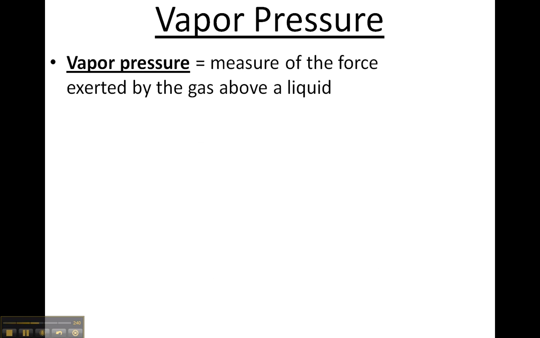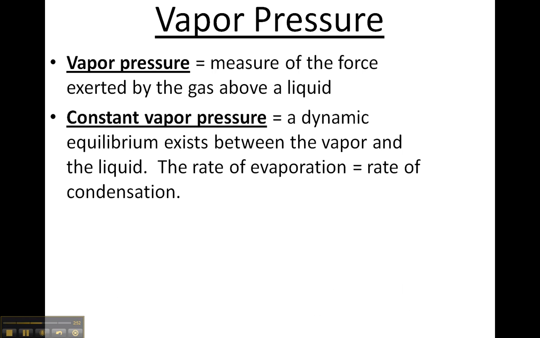Now, vapor pressure. This is probably a new term. I don't know that we've necessarily talked about it in any other science class. Maybe in middle school you did. But it is the measure of the force that is exerted by a gas above a liquid. So you have a liquid, and then there is force coming down upon that liquid. A constant vapor pressure is when there is a dynamic equilibrium that exists between the vapor above the liquid and the liquid itself. And what that means is that the rate of evaporation is equal to the rate of condensation.